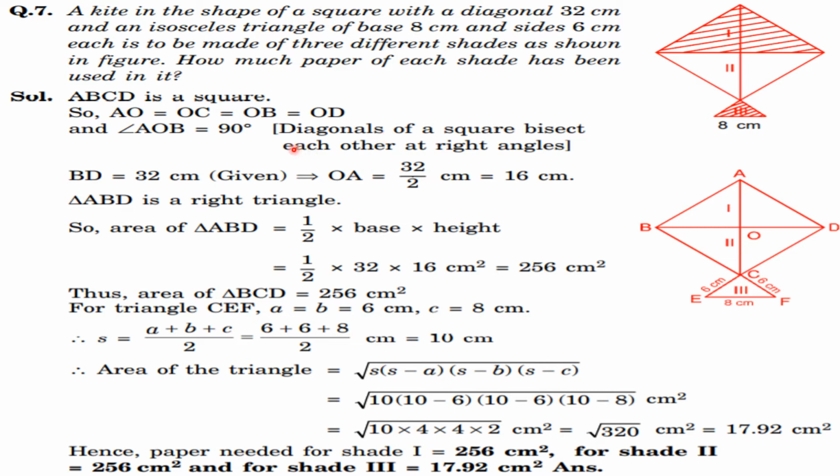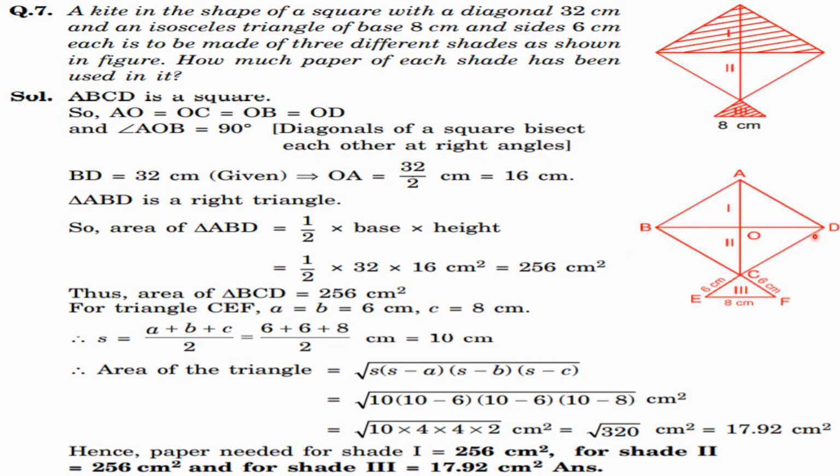We wrote the property here also, and the angle AOB is 90 degrees. Diagonals of a square bisect each other at right angles. We had to use this property of diagonals of a square. Then BD is equal to 32 centimeters.